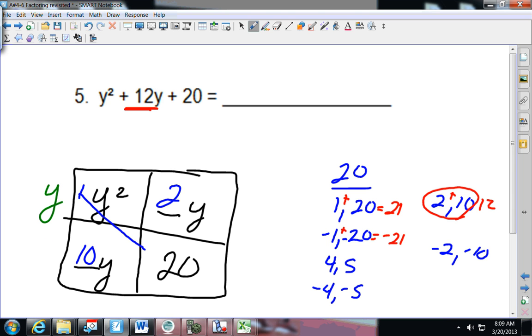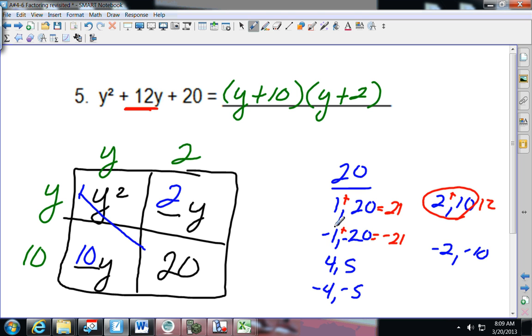Y squared splits up as y and y. Y times 2 is 2y. Y times 10 is 10y. So I have y plus 10 times y plus 2 should be your answer. Go ahead and try number 6.